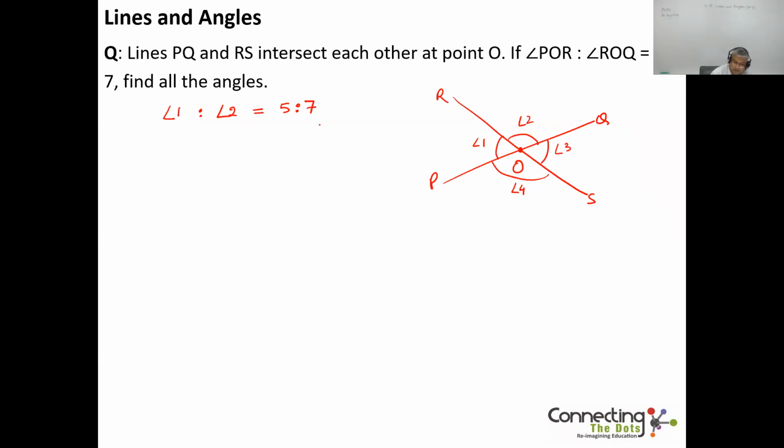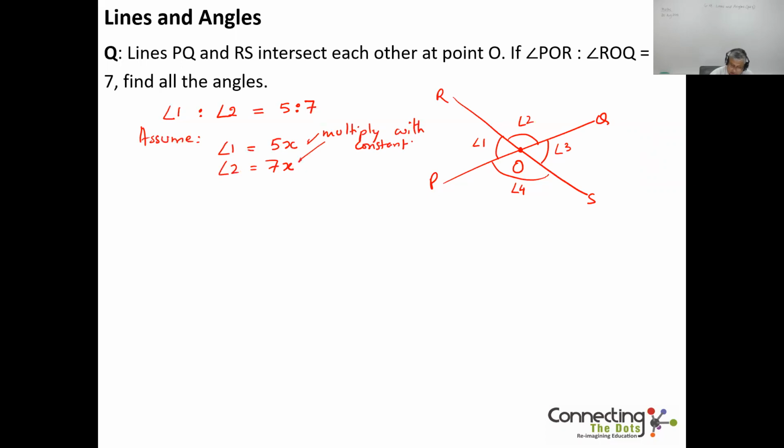Whenever a ratio is given, you can multiply it with some common factor. So we can assume angle 1 is 5x and angle 2 is 7x. We just multiply with some constant.